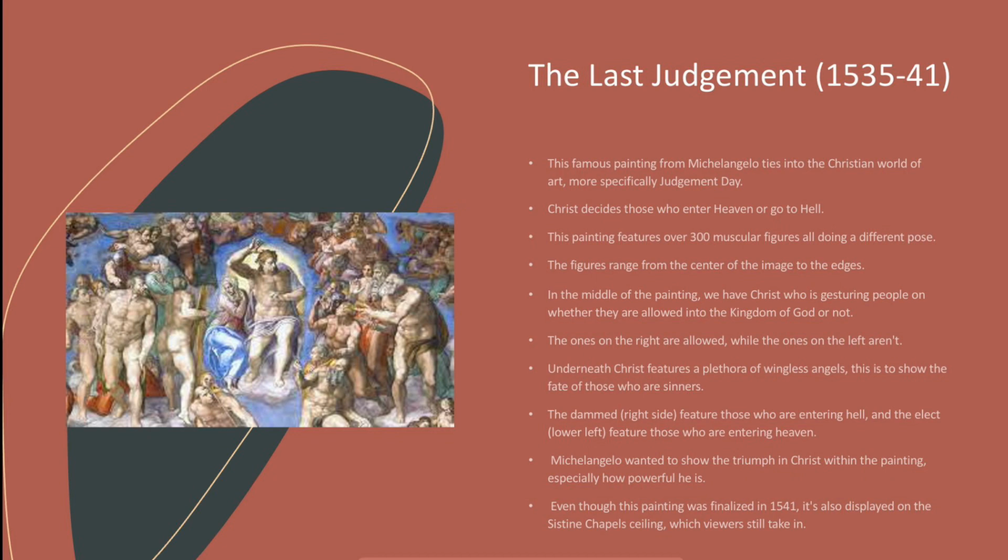The damned, which are on the right side, features those who are entering hell, and the elect, who are on the left side, features those who are entering heaven. Michelangelo wanted to show the triumph of Christ and just Christ's power in general within this painting. And this painting is also displayed on the Sistine Chapel ceiling.